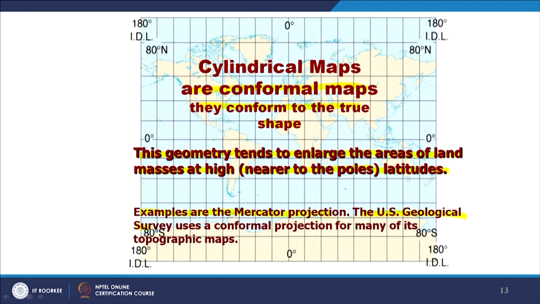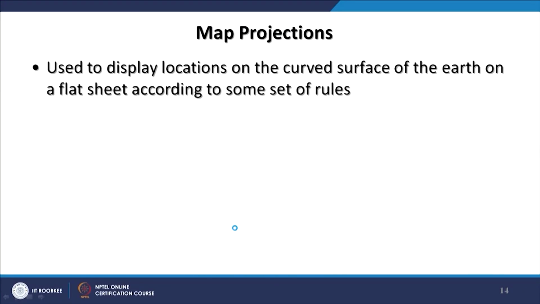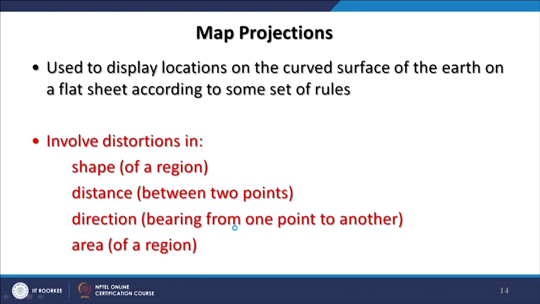The US Geological Survey uses a conformal projection for many of its topographic maps. As you know, the curved 3D surface has to be represented on a flat sheet, so the projection has to be chosen. The problem we encounter is that the shape of a region, country, or political boundary may get distorted. Because the shape changes, the distances or perimeter will change, and the directions will also change.